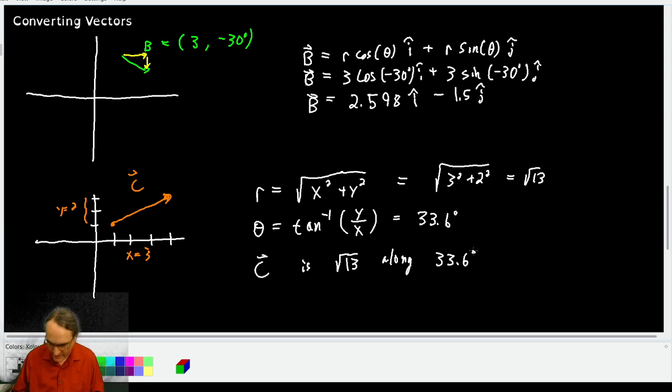But the rules for doing it are pretty simple, and you probably remember learning about polar versus Cartesian coordinates, and it follows very similar rules. Essentially, we're talking about vectors in polar format or vectors in Cartesian format. Alright, that's it for converting vectors.